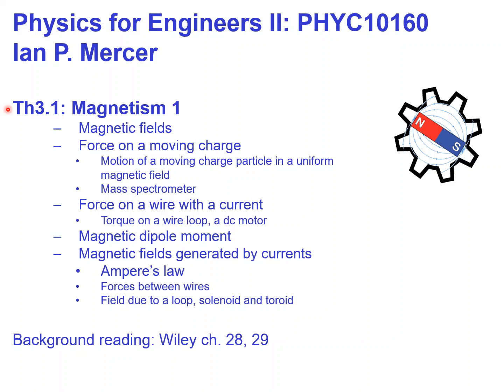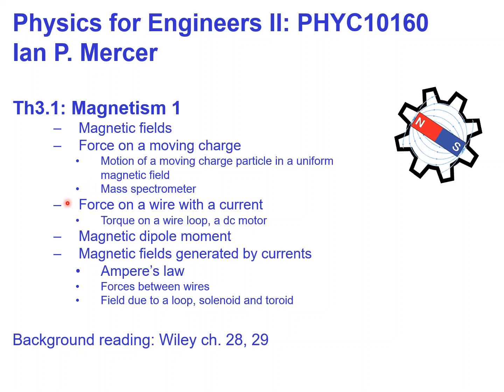Welcome to theme 3.1, the first part of magnetism. We're going to kick off talking about magnetic fields, how we understand we can have action at a distance with magnetism. And we're going to talk about the force on a moving charge and the motion of it that results from that, and a device based on that knowledge, the mass spectrometer.